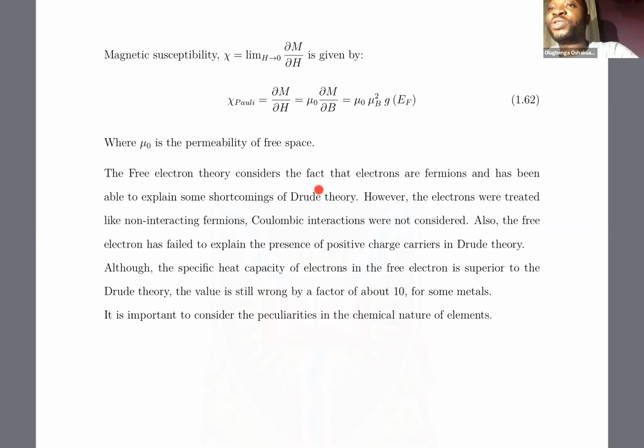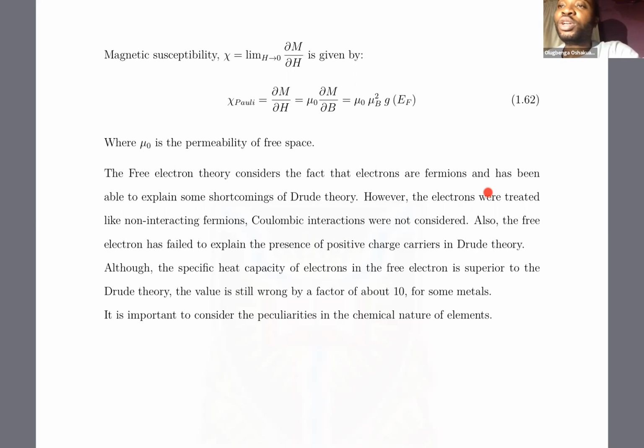So the free electron theory considers the fact that electrons are fermions. Yes, that's one of the differences, one of the advances of the free electron theory, that electrons are fermions. You cannot just pack all of them together and be treating them as if they are just gases. They are fermions. They occupy energy levels, that and that and that. But it did not consider the fact that these fermions interact with one another. So that is one problem that is waiting to cause problems ahead.